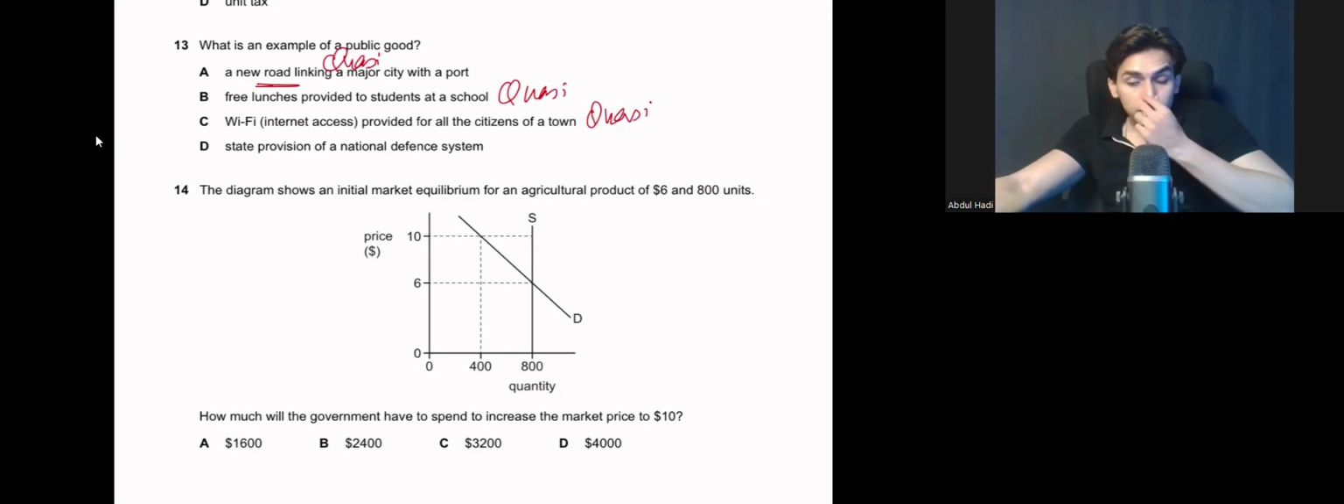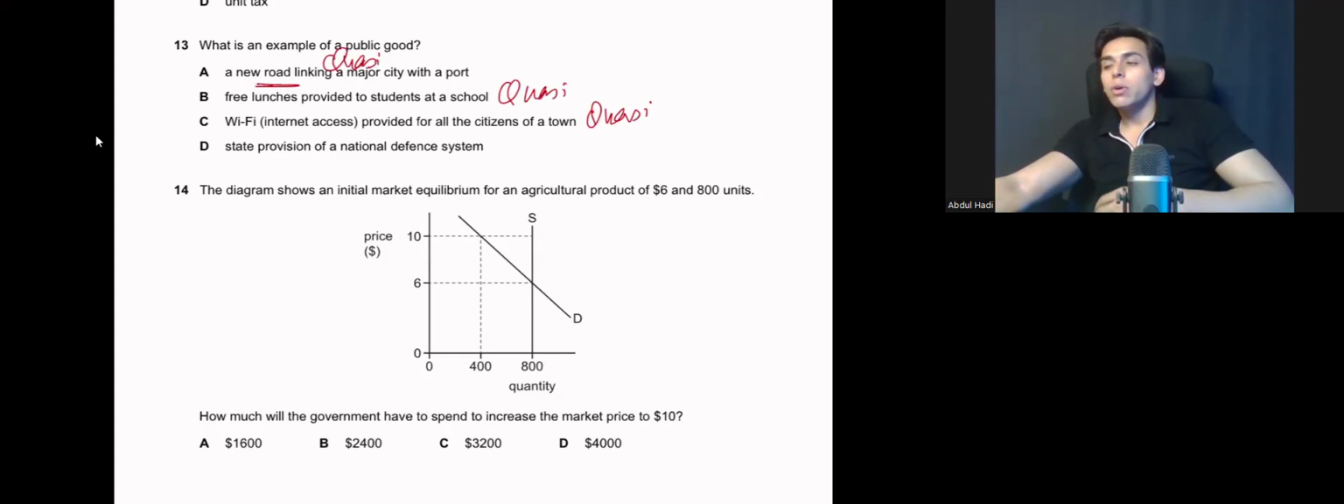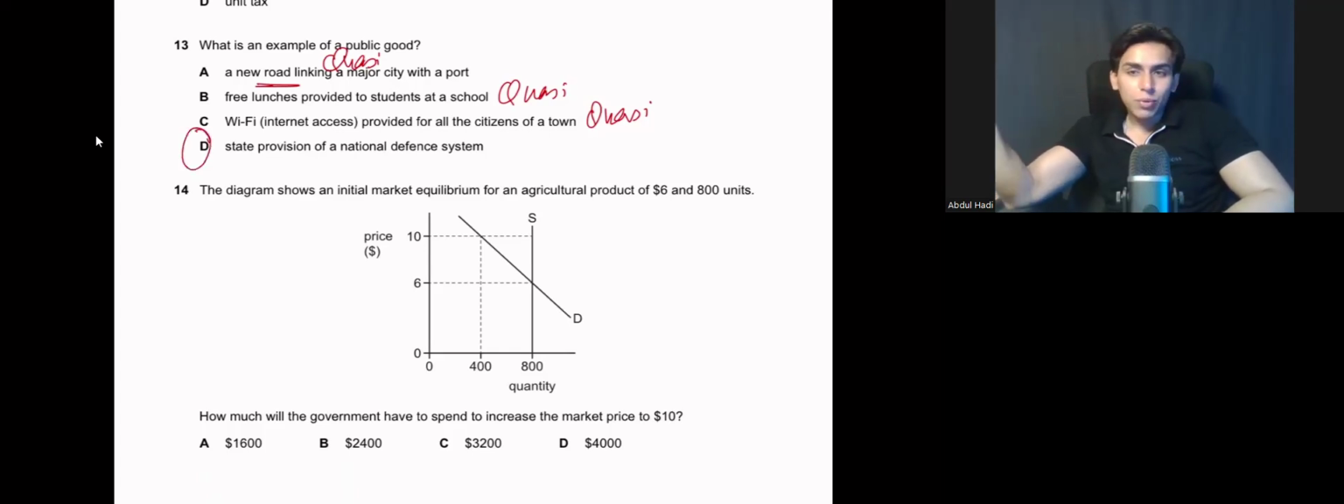The reason being that most of the time, when a lot of people are using internet, the quality of internet lags. So here we can say that there is rivalrous behavior going on while using internet. State provision of a national defense system, army, police, navy, fighter jets, they are all examples of public good.